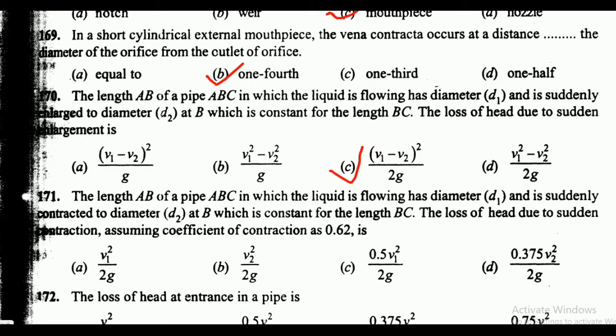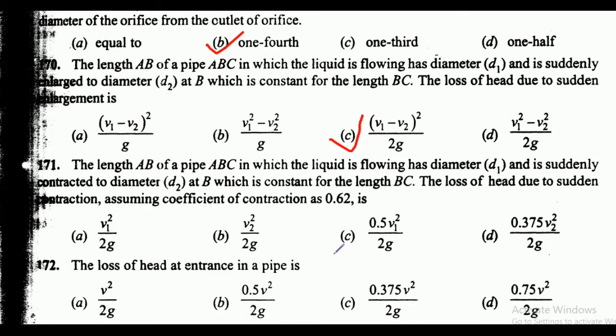Next is, the length AB of a pipe ABC in which the liquid is flowing has diameter D1 and is suddenly contracted to diameter D2 at B, which is constant for the length BC. The loss of head due to sudden contraction, assuming coefficient of contraction as 0.62 is. Here friends, these are the options, and here correct answer is option D, that is 0.375 V2 square upon 2g.